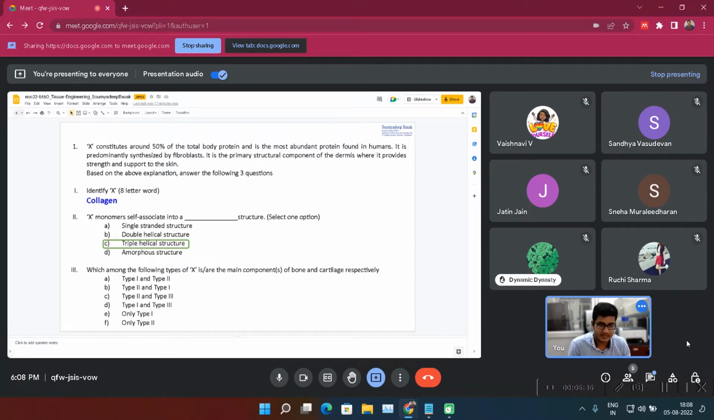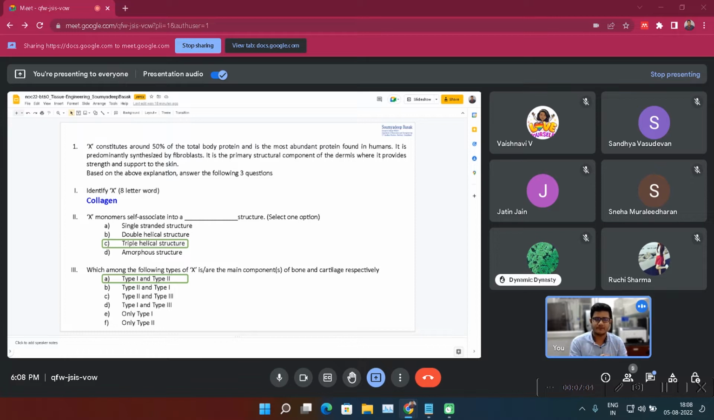So the third question is: which of the following types of collagen is or are the main component of bone and cartilage respectively? Bone and cartilage. Yes, option A, type 1 and type 2. So these two types of collagen forms are the main components of bone and cartilage that we have seen in the slides this week.